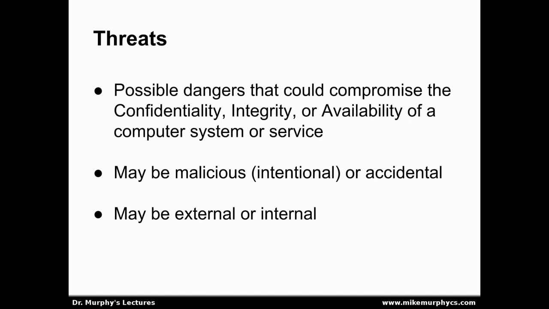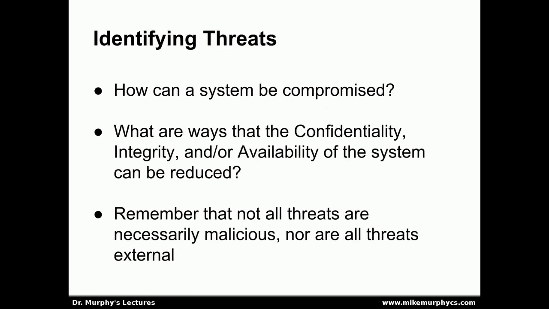So we could have external threats, we can have internal threats, and those threats could be malicious or those threats could simply be accidental. In identifying a threat, we want to ask ourselves how a system could be compromised. In other words, what are ways that the confidentiality, integrity, and/or availability of the system could be reduced? What are forces that can come and potentially damage these things?